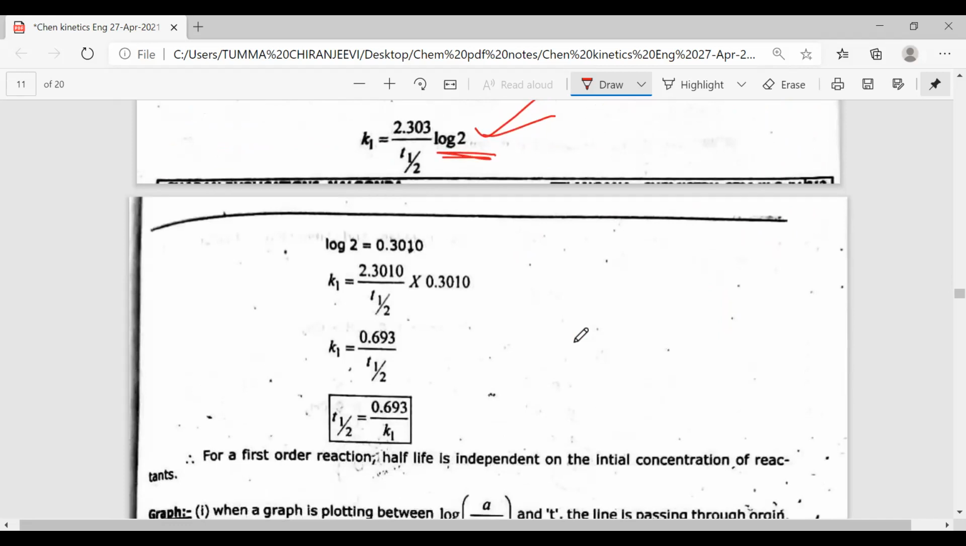So substitute the log 2 value. Since log 2 is equal to 0.3010, substitute that value in this equation. Then you can get K1 is equal to 2.303 log 2 into 0.3010.